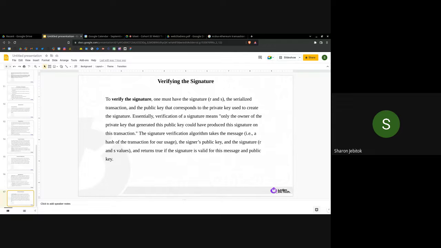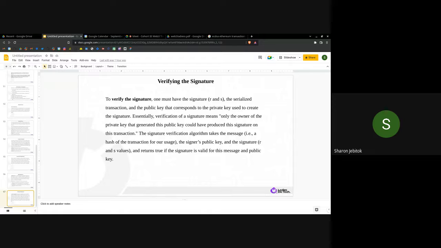Maybe just the essence of this verification of the signature is to see that this private key corresponds to the public key, and that will mean that the sender was able to confirm or sign that transaction.